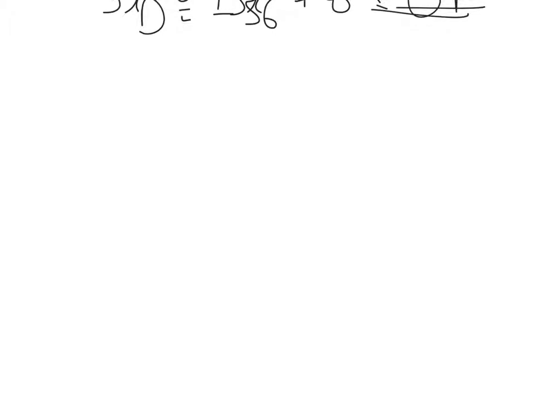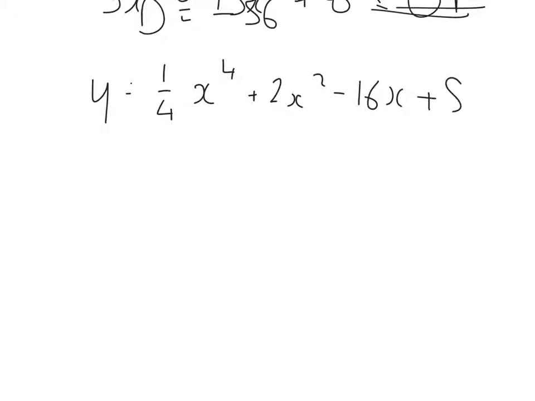Okay, next question. We're going to show that the curve y equals 1/4 x to the 4 plus 2x squared minus 16x plus 5 has a stationary point when x equals 2. So the first move for stationary points is to differentiate, but again this must be linked to the discriminant.